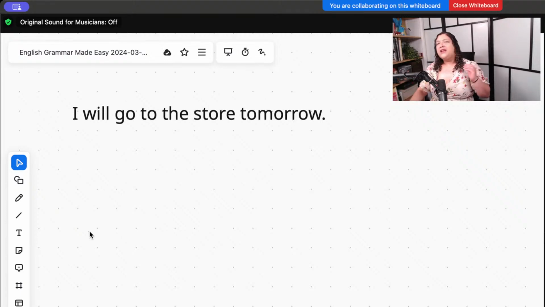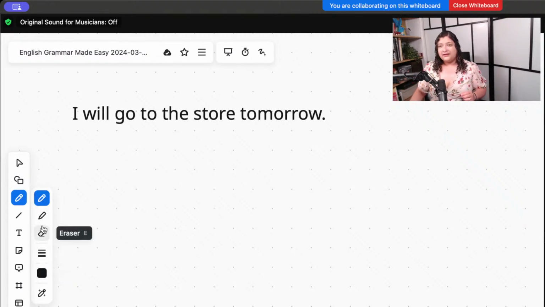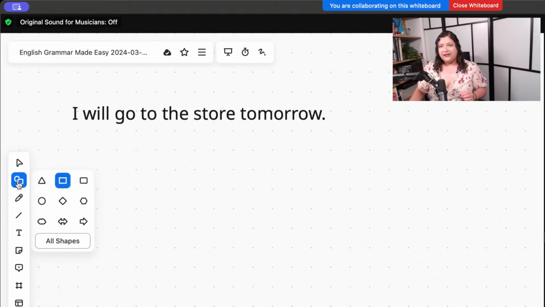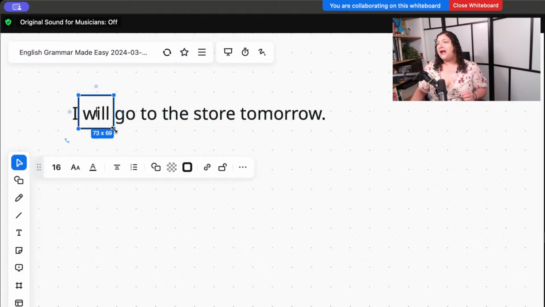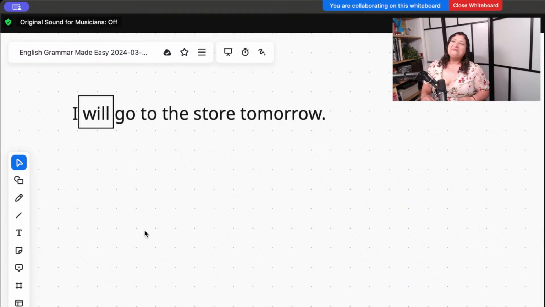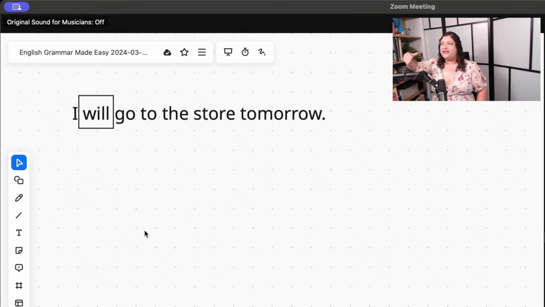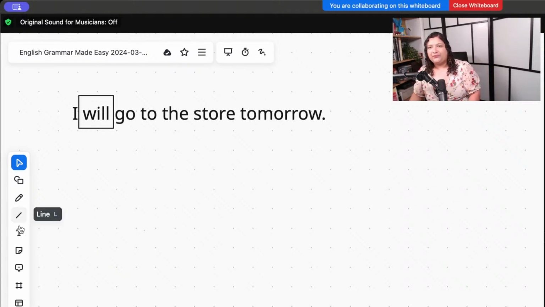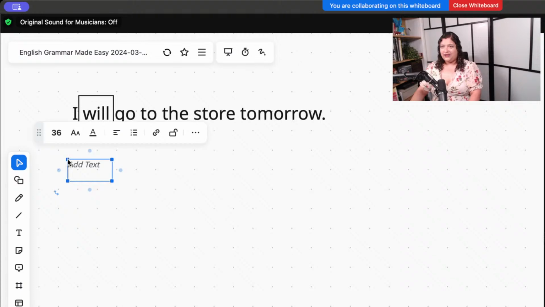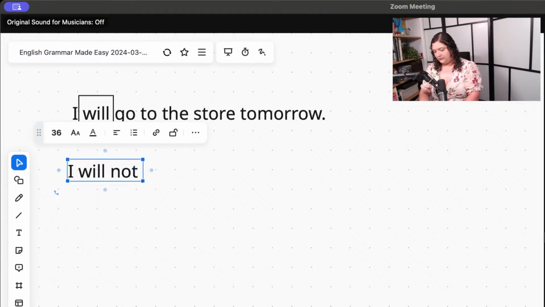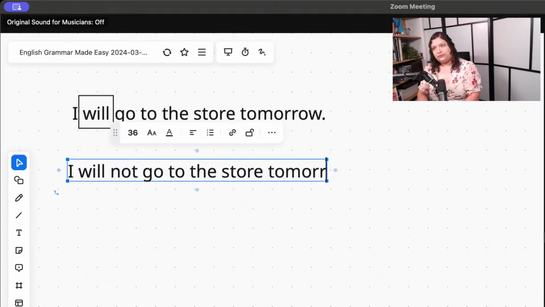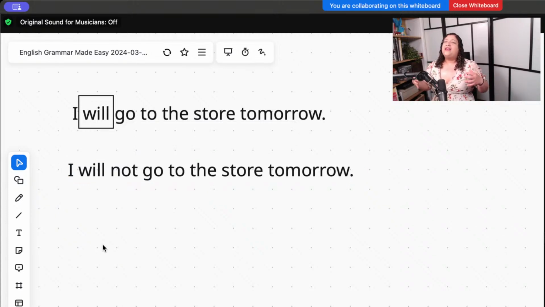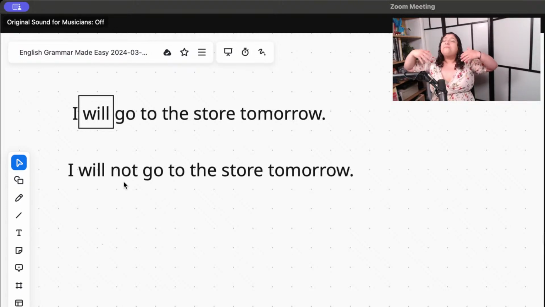What makes this sentence in the future tense? So, will indicates the future. Will is affirmative. It is positive, meaning that it's going to happen in the future. Now, if I wanted to say I will not go to the store tomorrow, then I am going to add not after will. And this makes the sentence negative by adding that not.